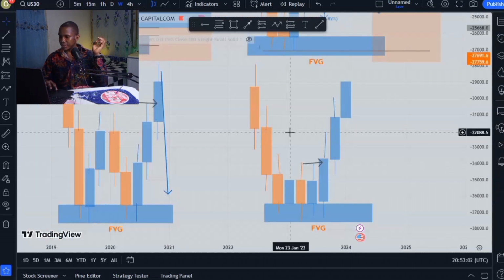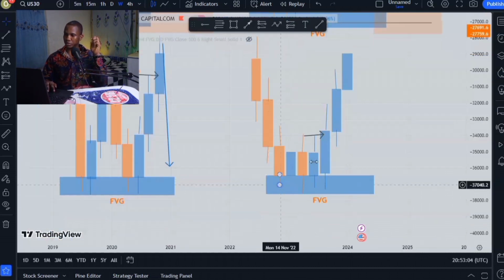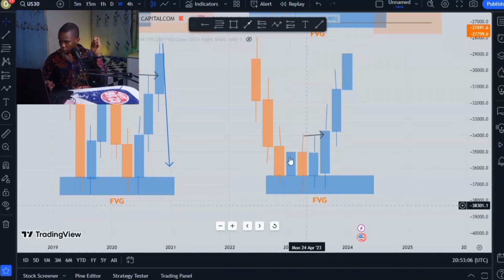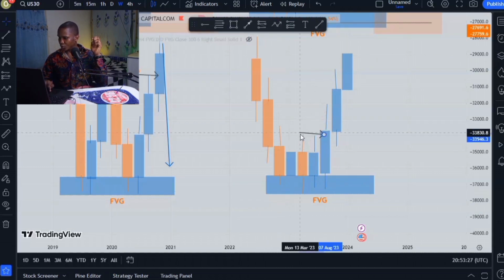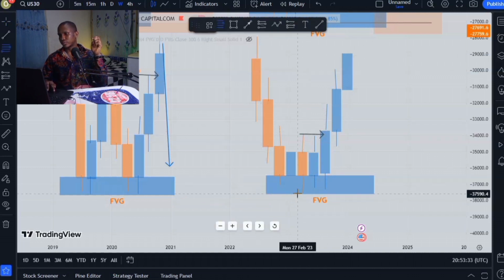Another type of displacement is like this. Mark out this low. As long as the bodies of these candles haven't closed below it, it is a valid displacement. In this fourth displacement, we saw the first candle, the second candle, the third candle, and it didn't break this low. The last candle engulfed the high, so this is a complete displacement for us.